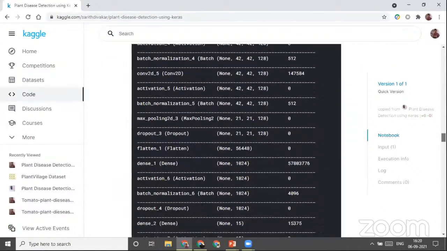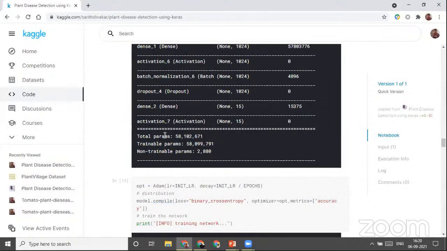So this is the summary of the model, and you can see how many parameters are used to build the model. The more parameters, the more computation it requires. That's why here we have 5,810,267 parameters. So we may require a GPU to perform that, and you may not be able to run the same on a CPU. Okay. There are some non-trainable parameters, which are part of the batch normalization technique.